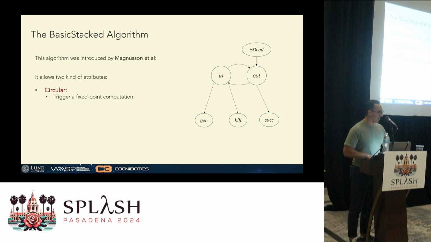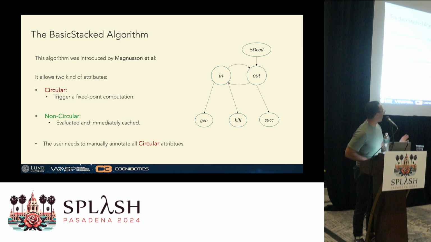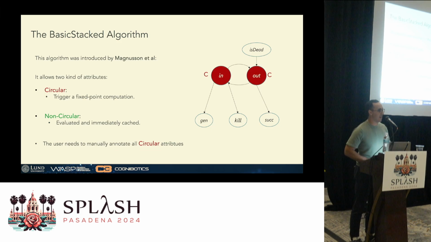So the basic stack allowed the coexistence of two different kinds of attributes: circular attributes, which trigger a fixed point computation, and non-circular attributes, which are evaluated, and once they are fully evaluated, they are immediately cached and are ready to be reused. And the user or the developer has to annotate all the circular attributes manually. So if we consider our example here, the user will have to annotate both in and out, and everything that is not circular will be treated automatically by the compiler as non-circular.